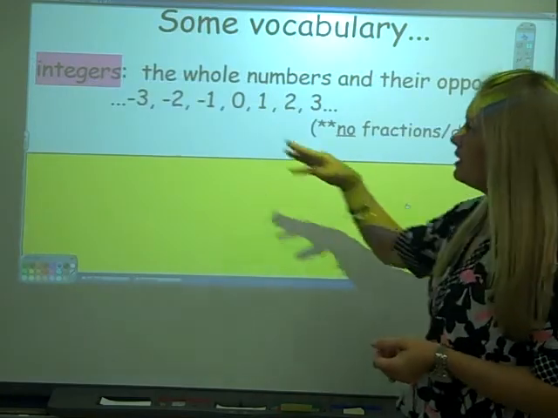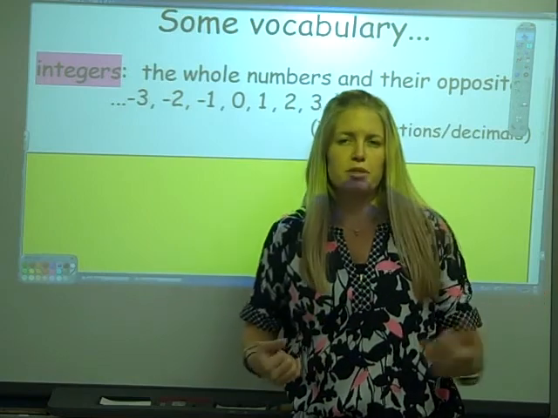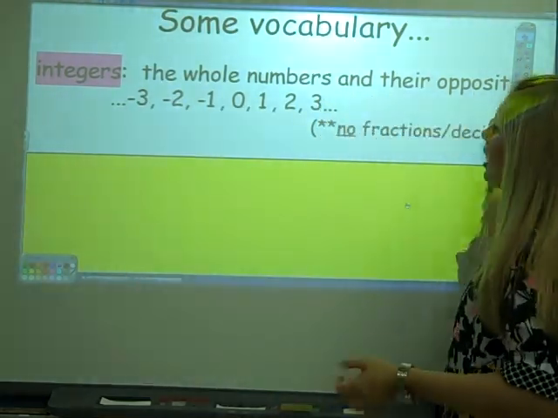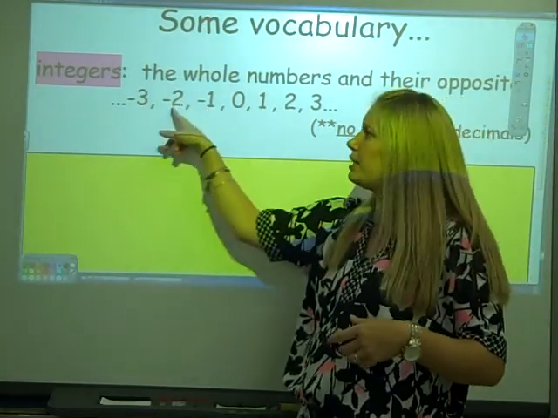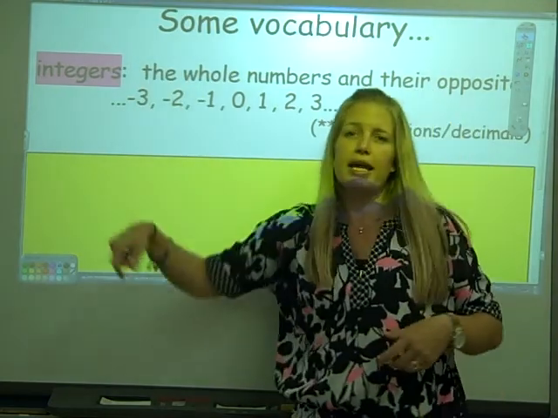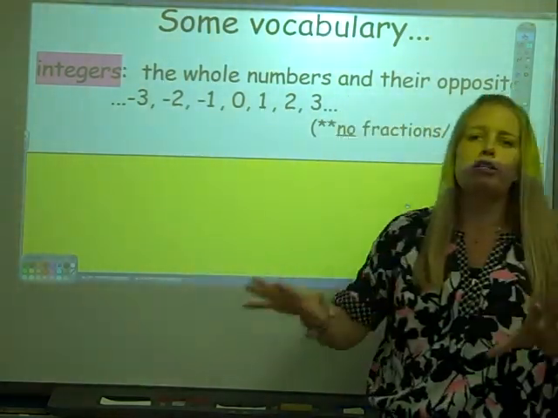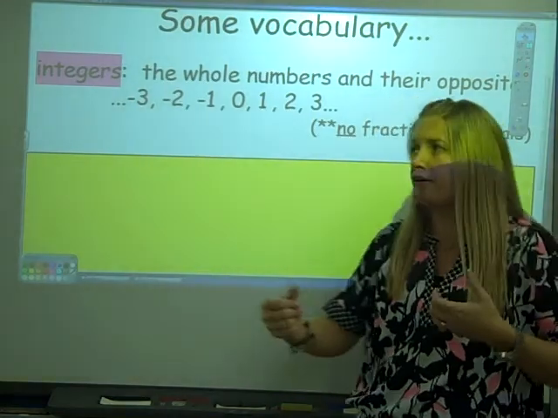First word, integers. They are the whole numbers you learned about in elementary school, 0, 1, 2, 3, 4, 5, and so on. And they're opposite. Opposite of 1, negative 1. Opposite of 2, negative 2. Opposite of 3, negative 3. There are no fractions and decimals. There are no parts of numbers in the integers. Okay, so they're just the whole numbers and they're opposites.